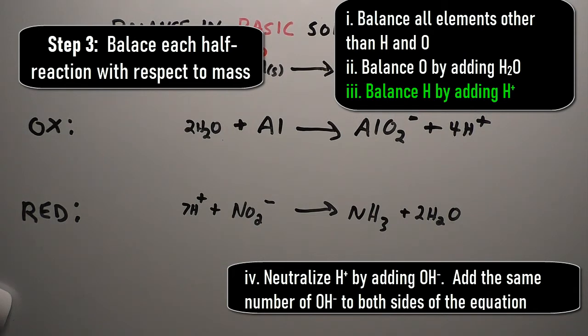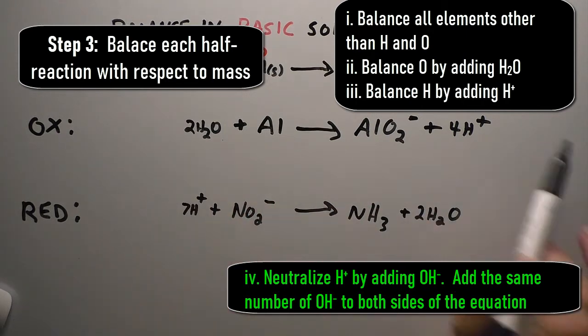Now the next step, and we're still in step 3, but the next, smaller sub-step in step 3 is where doing these things in basic solution starts to differ from acidic solution. So up until now, all the steps have been the same, right? But this step that we're about to do is unique to doing them in basic solution. You won't find this step in acidic solution, and that is to neutralize the H pluses by adding enough hydroxide ions, those are OH minuses, to neutralize each H plus. And we're going to add the same number of hydroxide ions to each side of the equation.